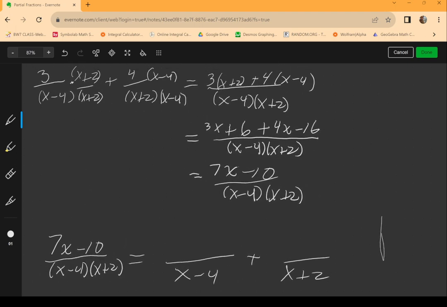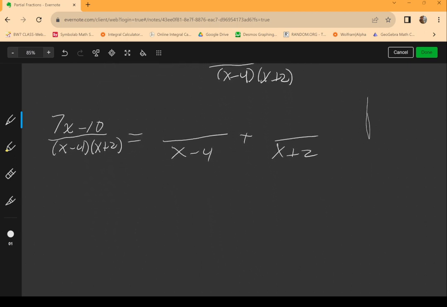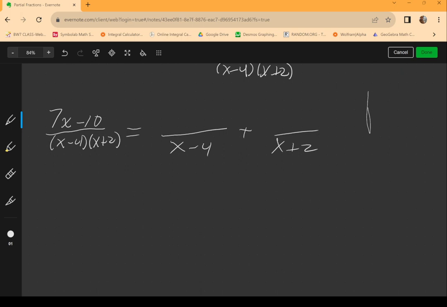Here we see that this can be done. I just did the reverse, so I know theoretically this should be able to break down. We'll go over techniques of how to go about doing that, but this is what is called partial fraction decomposition.